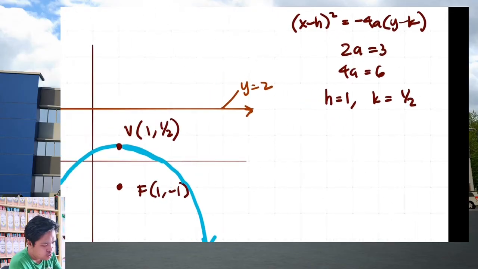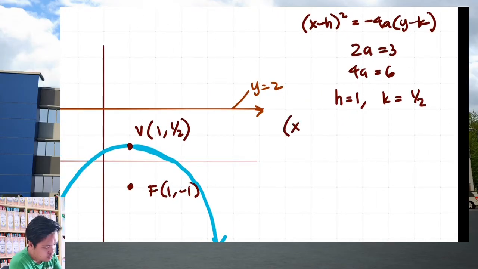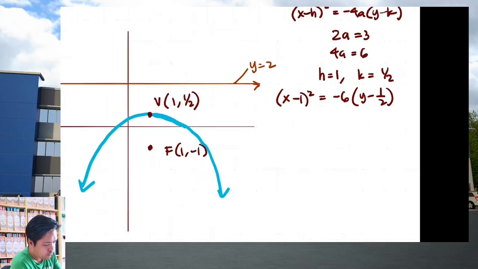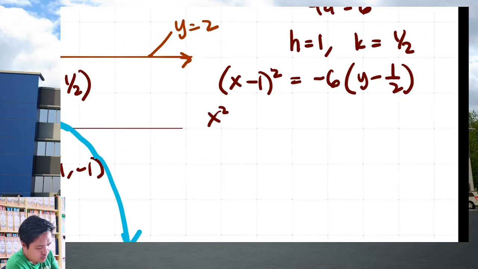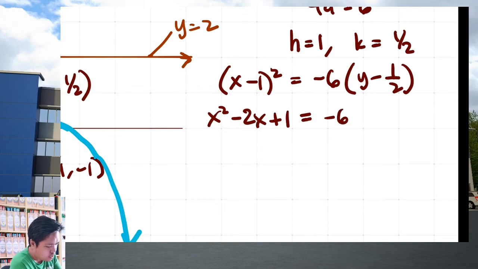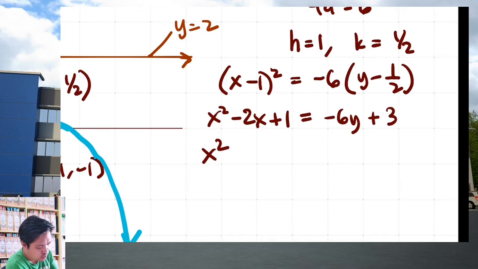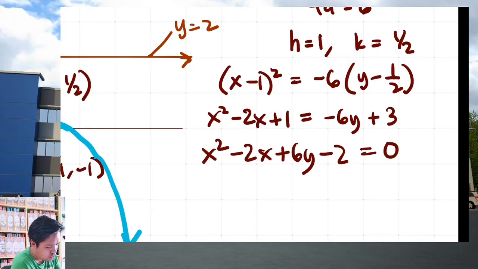Then substitute to get the formula, that would be (x minus 1) squared equal to negative 4a, which is 6, times (y minus 1 half). Okay? Then expand: x squared minus 2x plus 1, that's equal to negative 6y plus 3. Then x squared minus 2x plus 6y minus 2 equals 0 is our answer. So that is our answer.